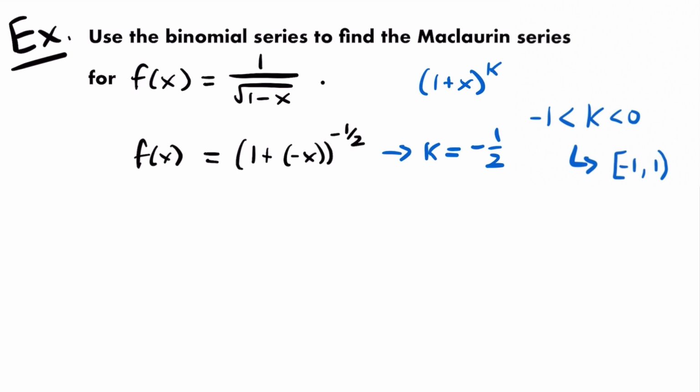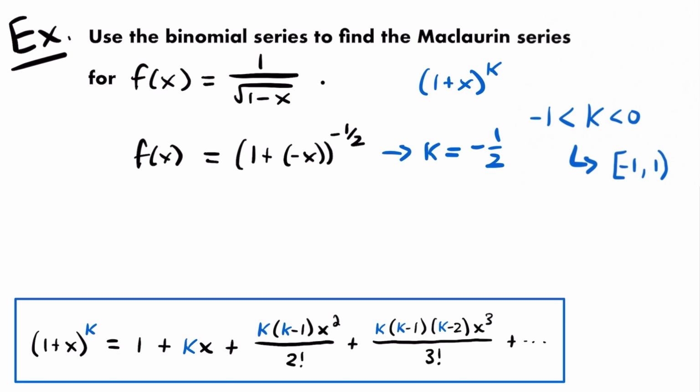But now what we want to do is represent this function as a Maclaurin series, and so we need to start by writing out the terms of the binomial series. All right, so remember, the binomial series looks like this. These are the terms that we need to write out. So for this function, our first term will be 1. Then we're going to add k times x, and k is -1/2. And remember, we need to replace every x with -x since we have 1 plus -x in our function. All right, so we're going to have -1/2 times -x.